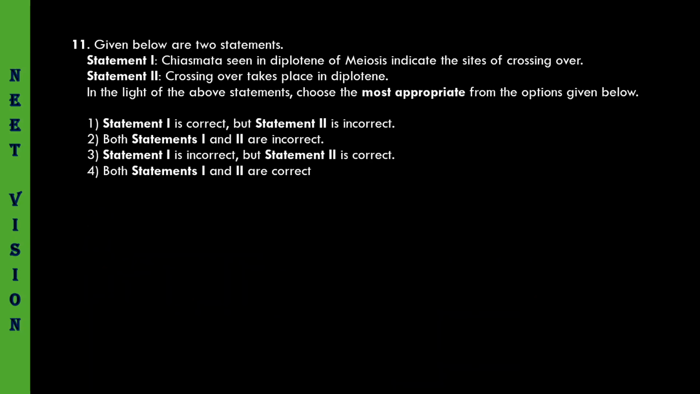Again, statements 1 and 2 are given. You have to identify which is the correct one, which is the incorrect one, or whether both are correct, or both are incorrect. Chiasmata seen in diplotene of meiosis indicate the sites of crossing over. Absolutely true.